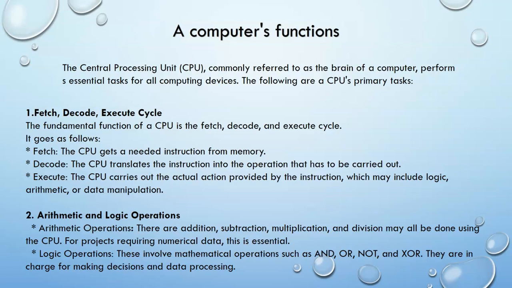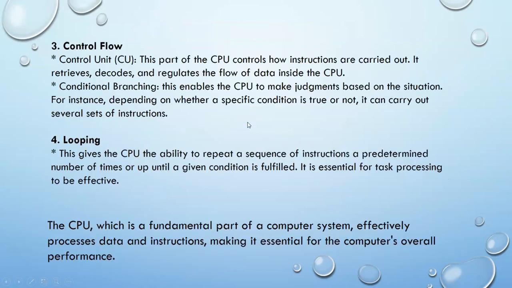The second one is arithmetic and logic operations. Arithmetic operations: addition, subtraction, multiplication, and division may all be done using the CPU. For projects requiring numerical data, this is essential. Logic operations involve operations such as AND, NOT, or XOR. They are in charge of making decisions and data processing. Control flow, looping. There are two parts like that also.